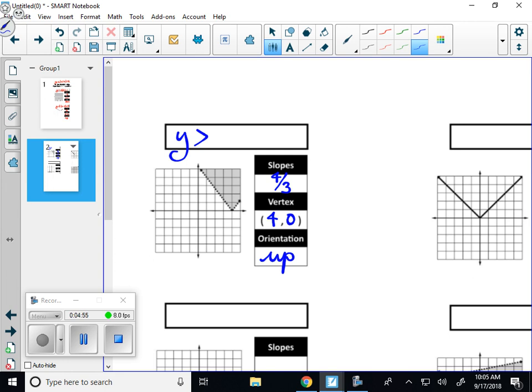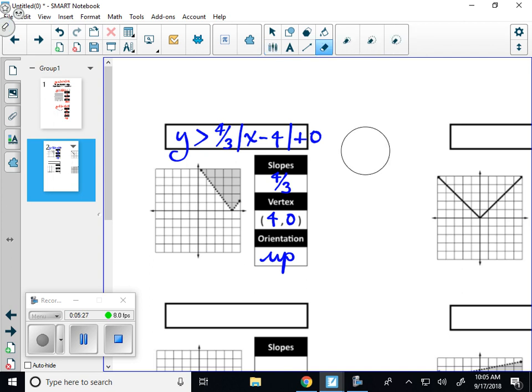So let's write it. y is greater than, what's a? 4/3 times the absolute value of x plus or minus. Minus, always do the opposite. Minus 4. Oh, that was a parenthesis. I need a bar. And then plus or minus? It's just 0, right? So do I need to put it? Not necessarily, but if I did, it would look like this, plus 0. But I do not have to. Since the k is a 0, I can show it just as missing. Questions? Keep going.